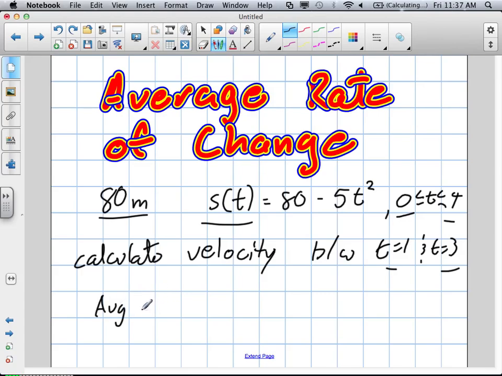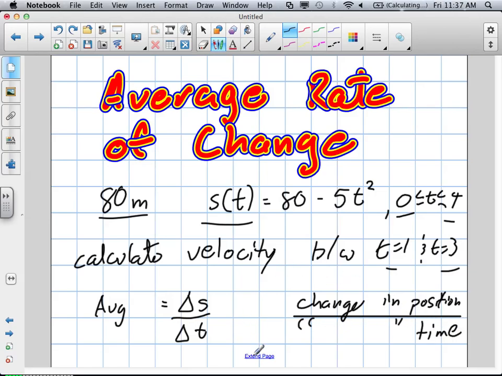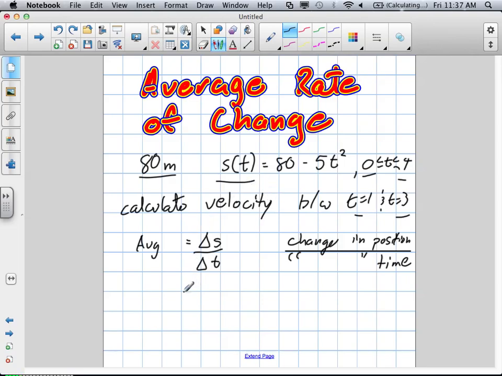Average velocity or average rate of change is going to be equal to the change in S over the change in T. And what those stand for is change in position. We'll get into this after. Divided by your change in time. So change in time. Okay? So, when we look at this, we can calculate the change in position and the change in time.